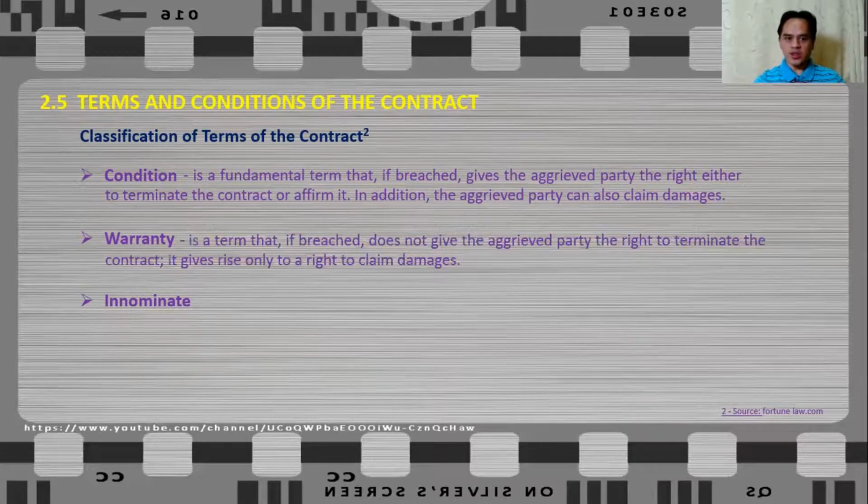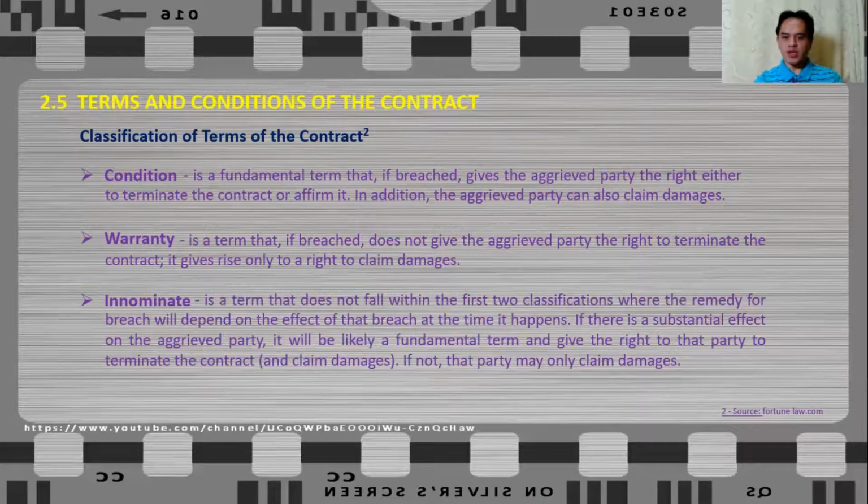While a warranty is a term that, if breached, does not give the aggrieved party the right to terminate the contract, but it gives the right to claim for damages. So it is warranty. While innominate is a term that does not fall within the first two classifications, where the remedy for breach will depend on the effect of that breach at the time it happens. If there is a substantial effect on the aggrieved party, it will likely be a fundamental term and give the right to that party to terminate the contract and claim for damages. But if the effect is not substantial, then the party may only claim for damages. So that is what we call innominate terms of the contract.